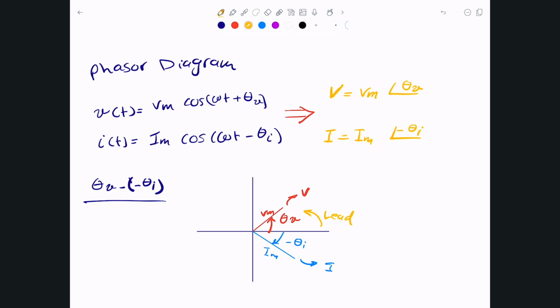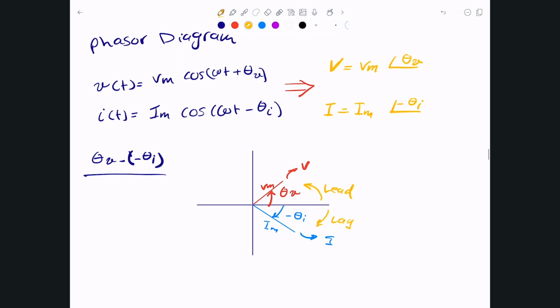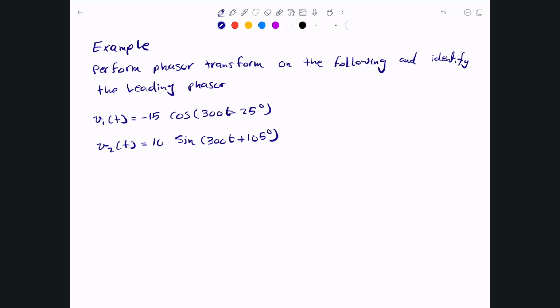Now, the other thing you need to understand is that this direction is the lag direction and this is the lead direction. So whatever you see in here is leading, whatever is in here is lagging. Again, all of this depends on the fact that we're dealing with cosines and they're rotating at the same exact frequencies. All right, so I wanted to also give you an example of how we can use phasors.